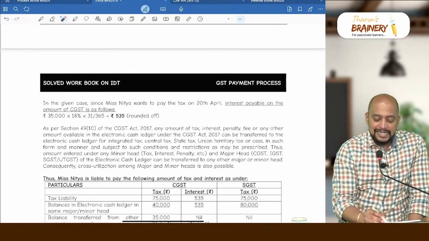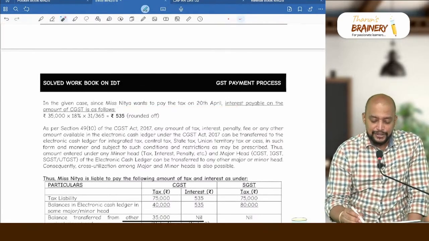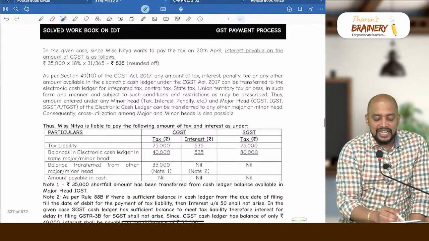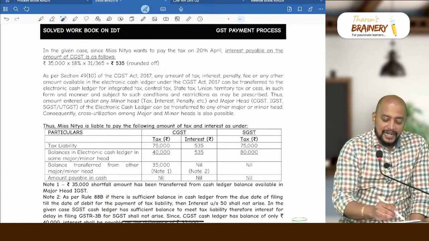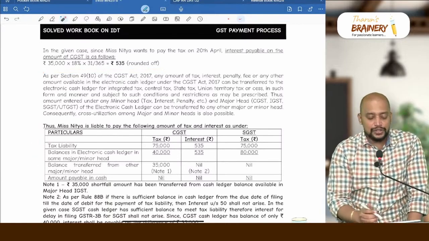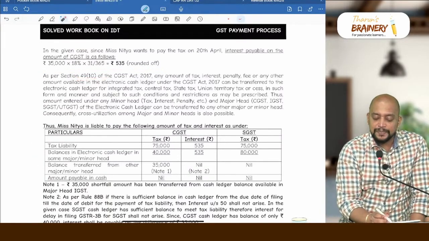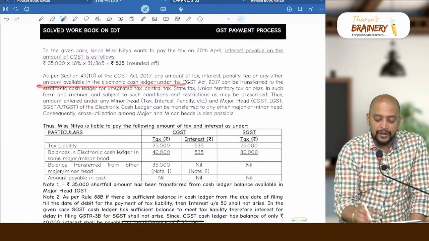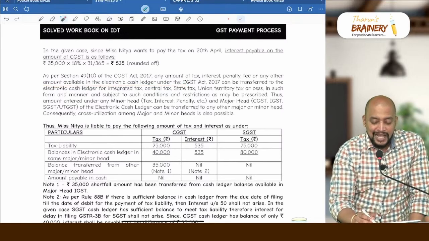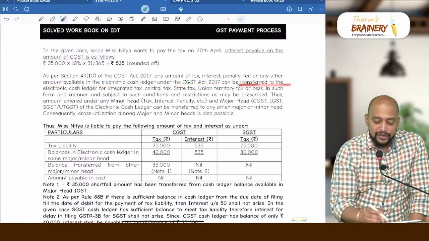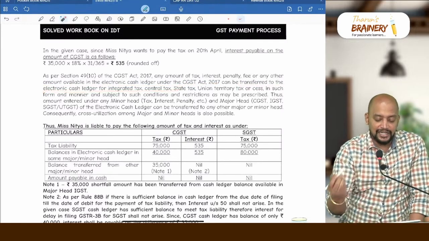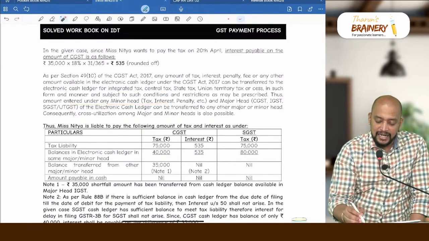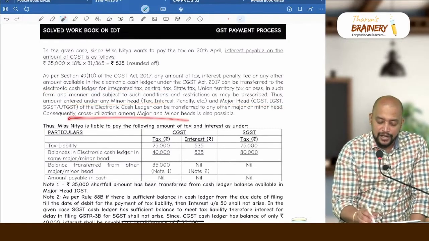In the given case, since Miss Nitya wants to pay tax on 20th April, interest is payable on the amount of CGST, 35,000 into 18%. And I gave the explanation also. As per section 49 subsection 10, any amount of tax, interest, penalty, fee or any other amount available in the cash ledger under the CGST Act can be transferred to such cash ledger for integrated tax. Thus, amount entered under any minor head and major head can be cross utilized.